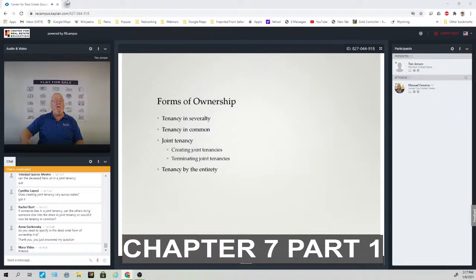Tenancy by the entirety is viewed as one entity, spouse and spouse, one entity. So the law protects the interest of the entirety. Therefore, if one wants to sell their share in the house, the other must agree to sell their share and the whole house gets sold at once, or they don't sell at all.